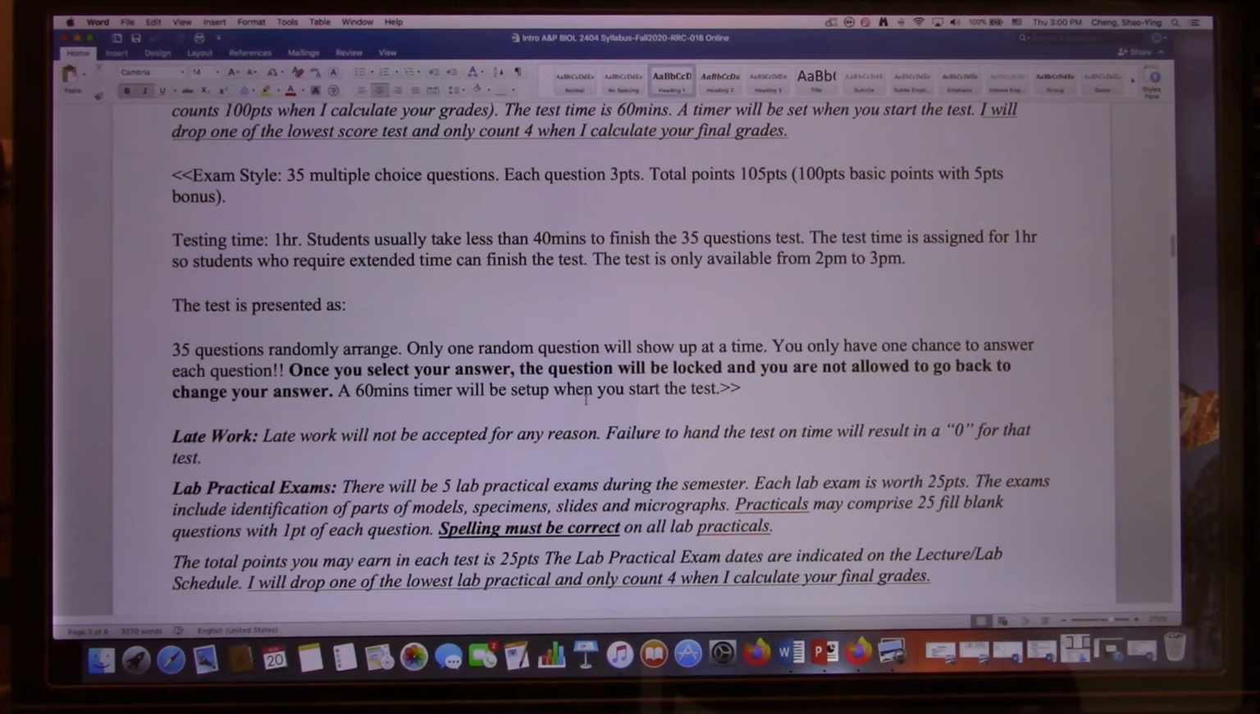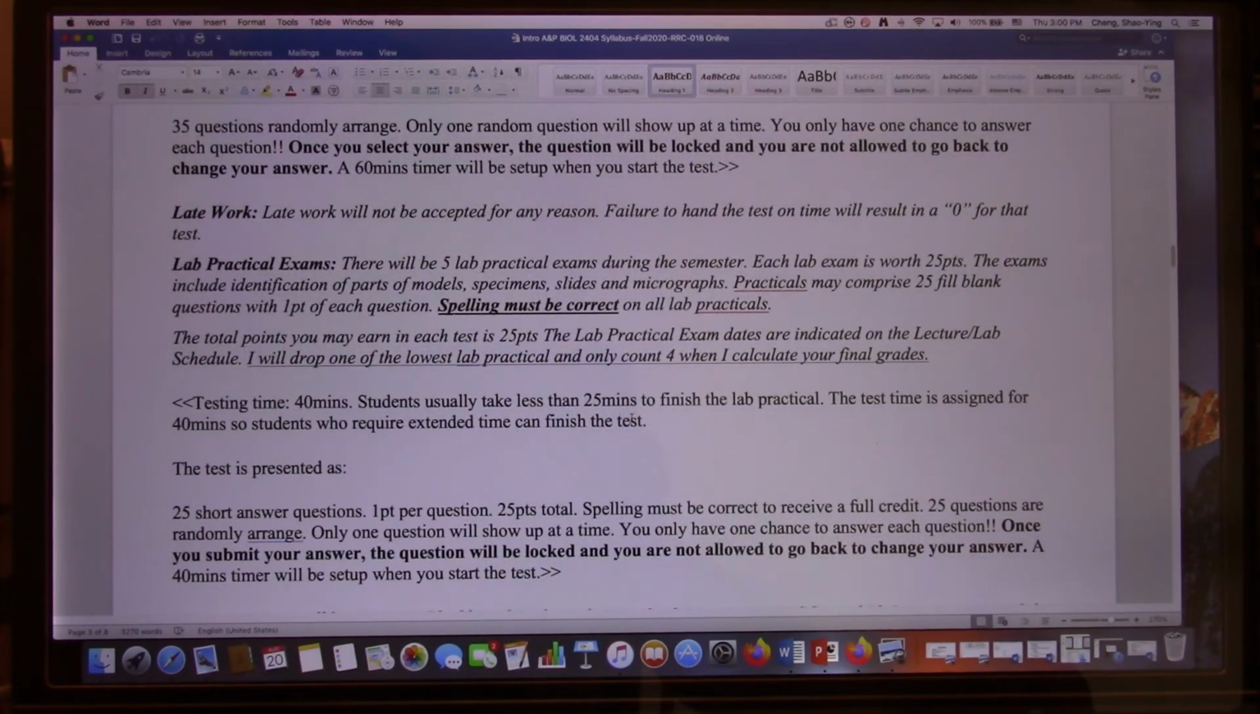For the lab practical, we have 25 fill-in-the-blank questions. You look at a picture, I ask you, what's the name of this muscle? And you tell me the name of this muscle. Either you can finish it in 10 seconds because you know the answer, or you can look at the picture for 10 hours and still not know the answer. The practical is pretty straightforward. We have 25 questions. Usually it takes a student about 25 minutes or less, and I give you 40 minutes.